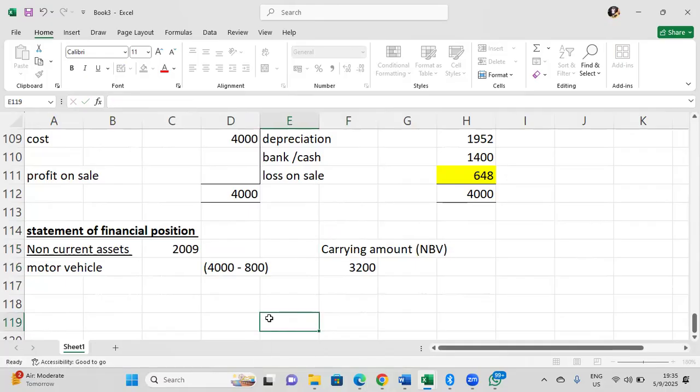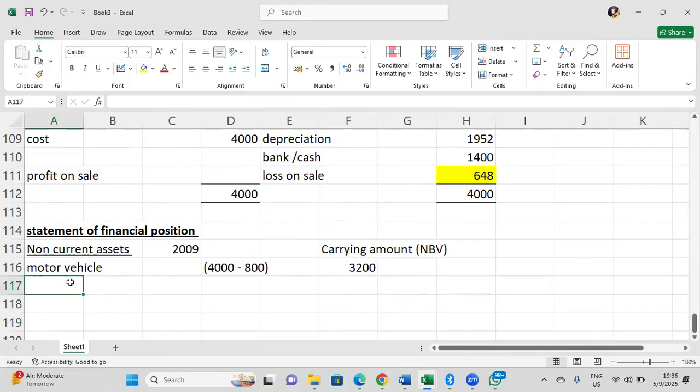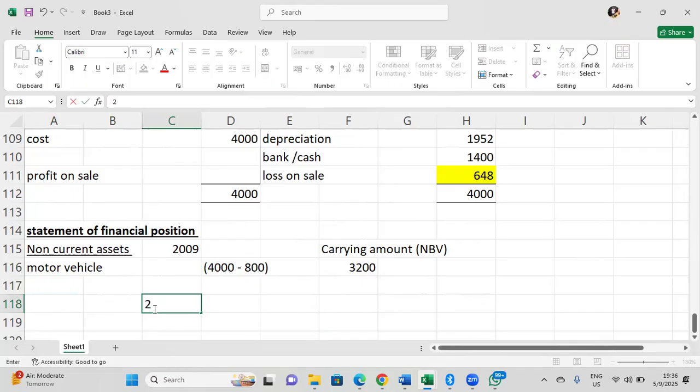So the asset is said to have a carrying amount of 3.2 at the end of the first year. Then the second year. In the year 2008, that's the first year. Then 2009, that's the second year. So in the year 2009, again under non-current assets, you record your motor vehicle. So in the year 2009, the motor vehicle, you say the 4,000 minus.